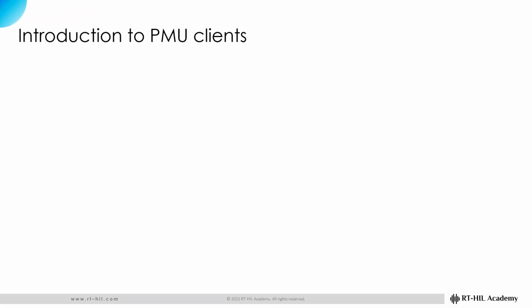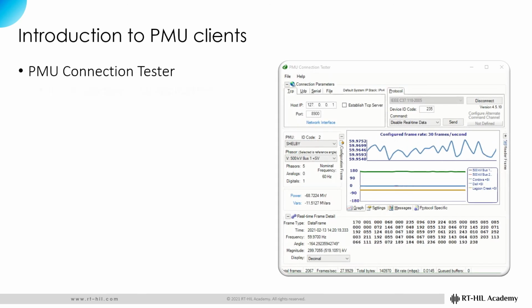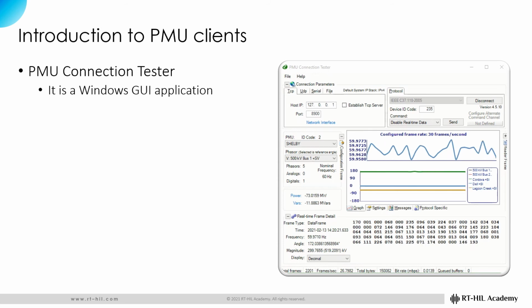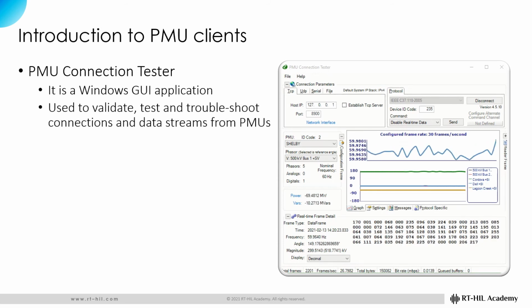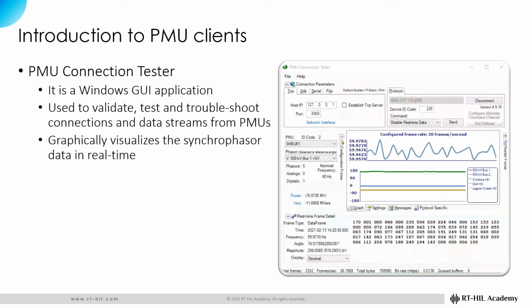Okay, we have discussed in the previous slides that real-time simulators such as RTDS and Opal RT can be configured to act as virtual PMUs. Now, it is the time to introduce you a couple of platforms that act as PMU clients, meaning that they can be configured to receive the PMU data that are streamed by any PMU. PMU Connection Tester. It is a Windows GUI application used to validate, test and troubleshoot connections and data streams from PMUs. In addition, it graphically visualizes the synchrophasor data in real time.